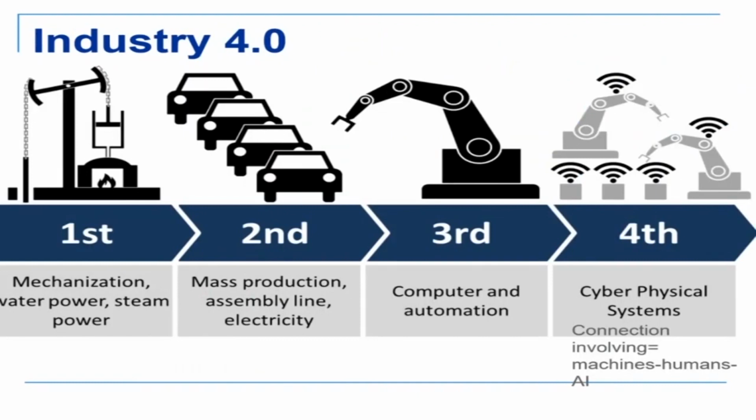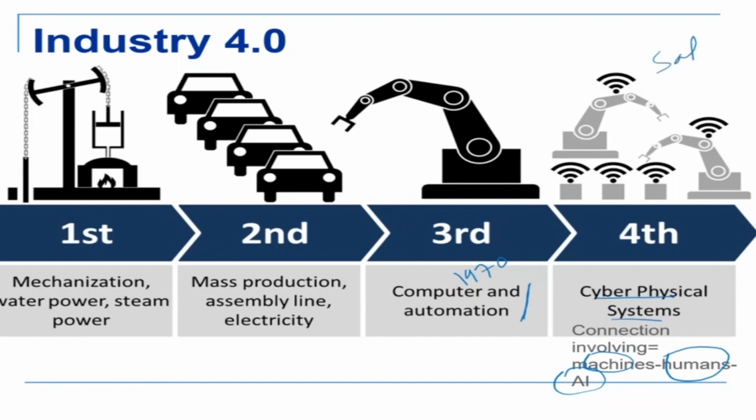Now, we have seen that Industry 4.0 essentially has to do with cyber-physical systems. We had computers and automation in the third generation, which is the 1970s. But today we have a connection between machines, humans, and AI, together. Now, once there are humans in the loop, then this question of safety comes in.